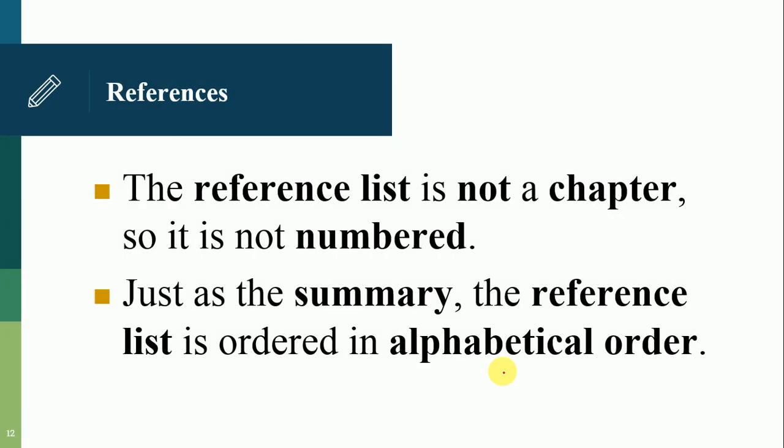The reference list is not a chapter, so it's not numbered. As I said, it's not a chapter, it's just a list. It's a list of the data that we used, the names of those books or researches. So do not number it, okay? Because it's not a chapter.